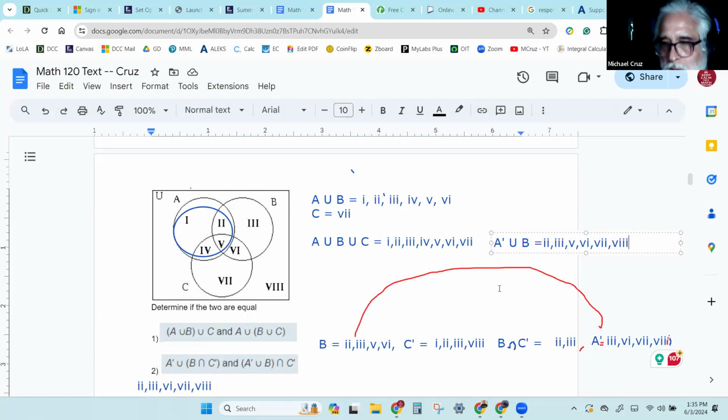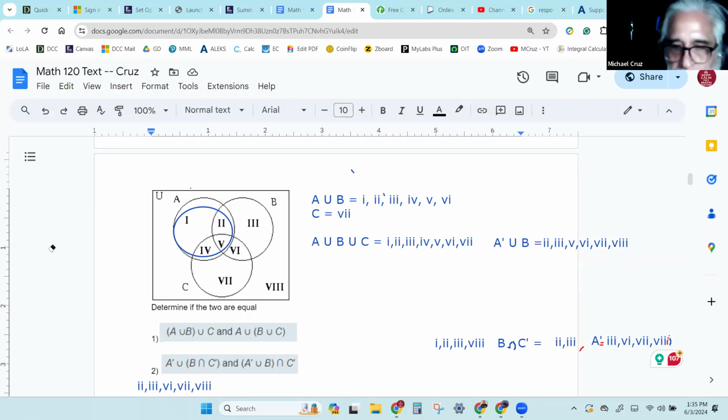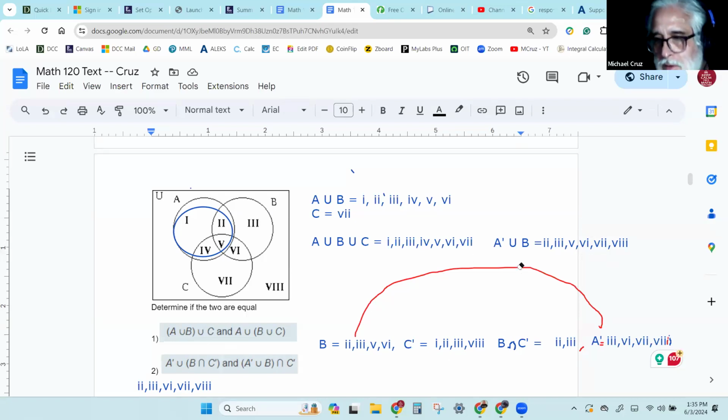2, 3. So the union of these two would be 2, 3, 5, 6. 7 and 8. All right, now C complement, intersecting. Let's see if I got this right. I might have a little mistake. We might have to go back because these are supposed to be the same, but so that's what this is here. So now we need the intersection of those two.